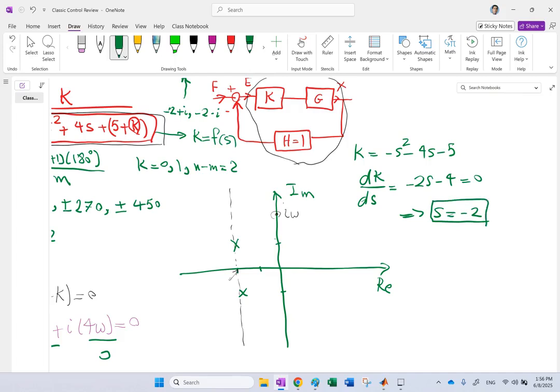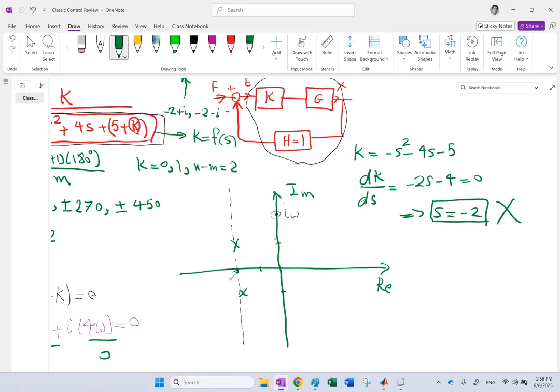But is s of negative 2 a point allowed on the real axis? We remember that it doesn't. No point of the root locus in this system falls on the real axis, so this one is not acceptable, and of course there are no breakaway or break-in points.